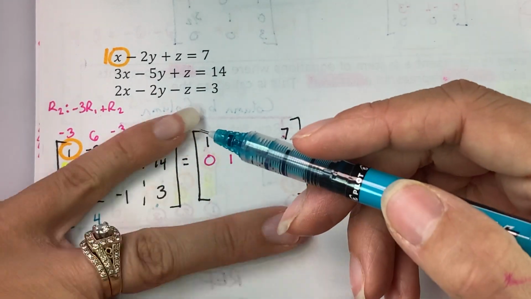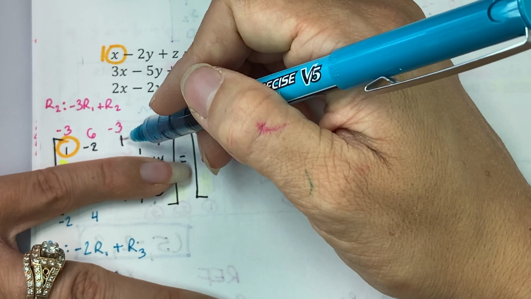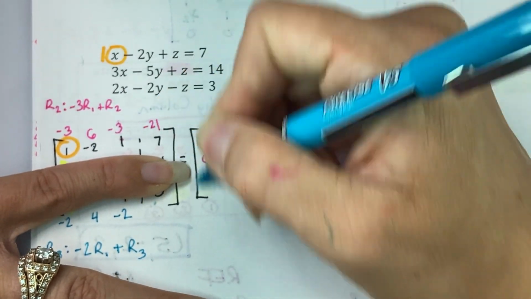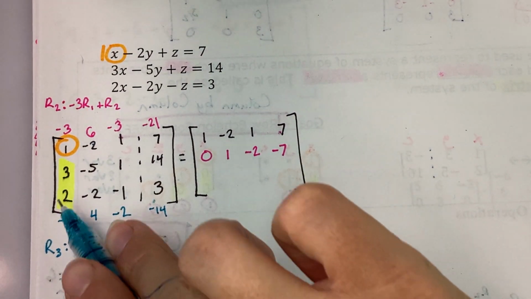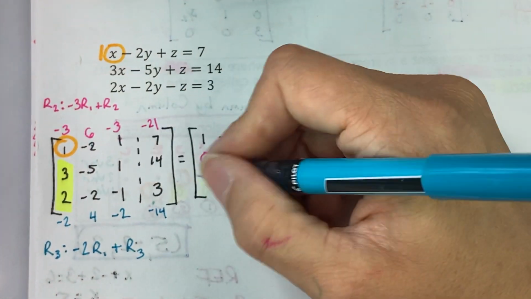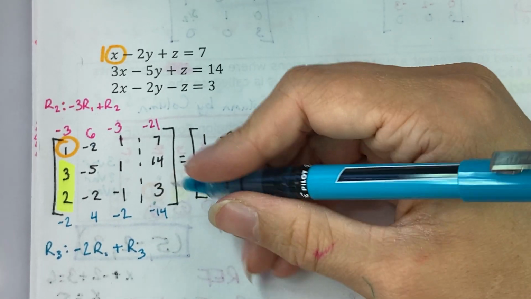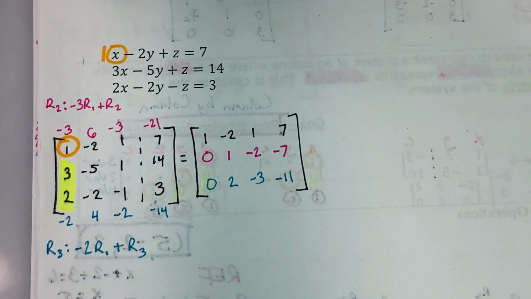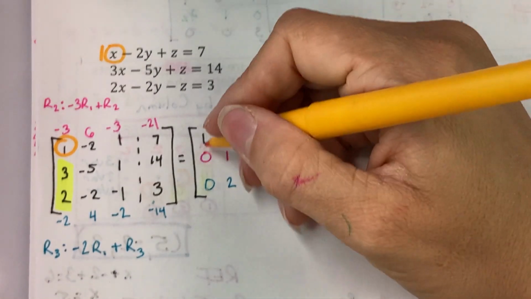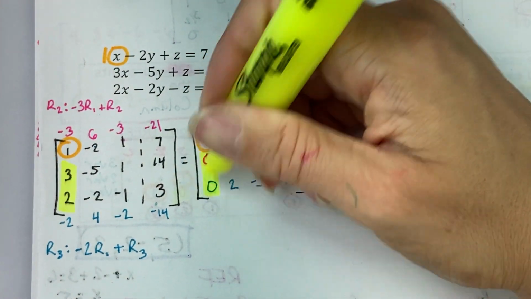So -2 times plain old row 1, -2 times 1, -2. -2 times -2 is 4. -2 times 1, -2. And -2 times 7 is -14. All right, and adding those rows together. 2 and -2 is 0. -2 and 4 is 2. -1 and -2 is -3. And 3 and -14 is -11. So sweet, we've got our first column of row echelon form completed.